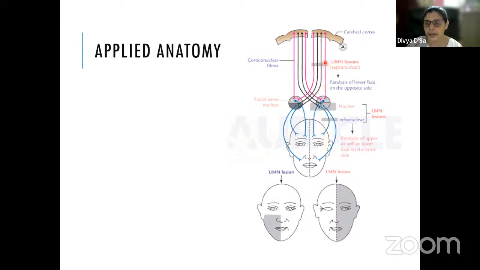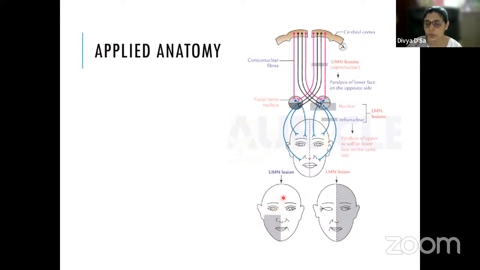So in this case, what happens? Now, most of the fibers here are crossed to the opposite side, isn't it? So which side will be affected? Because these fibers cross, the right half of the face should be affected, isn't it? Right half of the face should be affected. But if you see the features here in upper motor neuron, only the lower half of the face is affected. Lower half is affected and not the upper half.